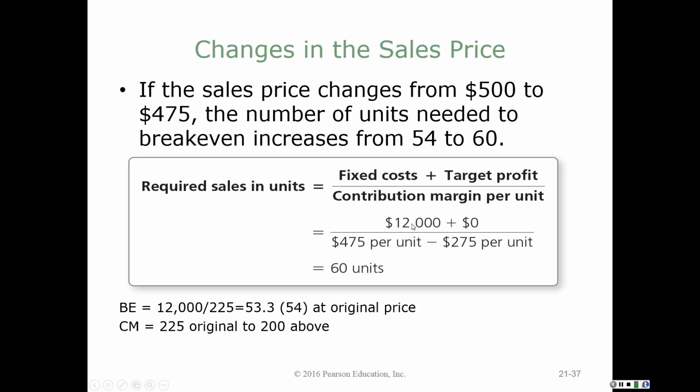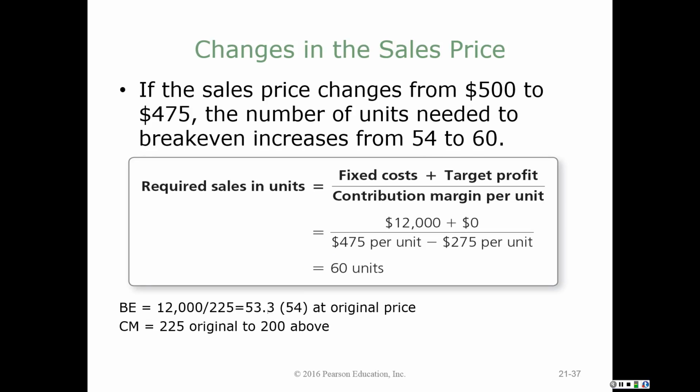So we have our fixed cost of $12,000 divided by contribution margin per unit. So instead of the 500 per unit that we had in the prior slide for break even, now we have 475. So our contribution margin before for break even would have been 225. Now it's 200, 475 minus 275. So fixed cost divided by my new contribution margin means that I'm going to have to sell 60 units to break even. And before, on the break even slide, we were covering $12,000 of fixed cost with a contribution margin of 225, 500 minus 275, and we needed 53.3 units to break even.